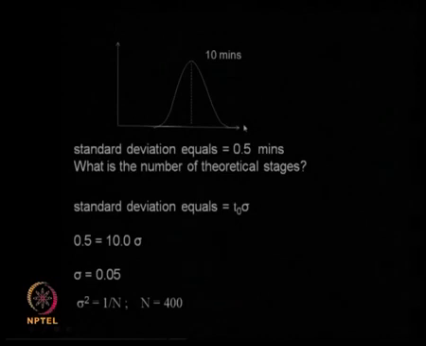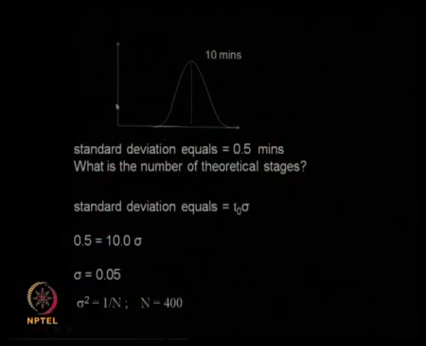Why is it important? Suppose I have two curves, and if the width is very small, the separation will be good. If the width is very broad, you are going to have an overlap of one curve with another. That means there is going to be an overlap of one solute with another. So, you are going to produce a large amount of mixed solute. So, this problem tells you how efficient this particular column is based on the elution time and the standard deviation.